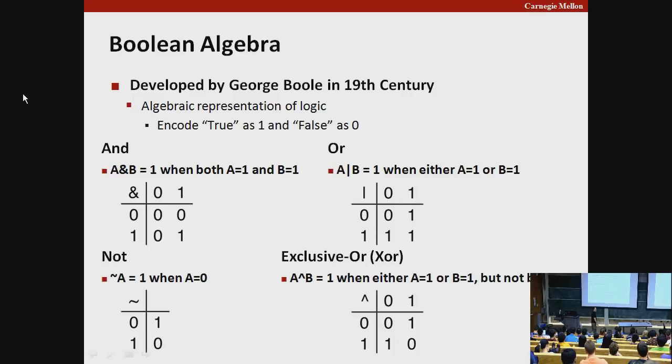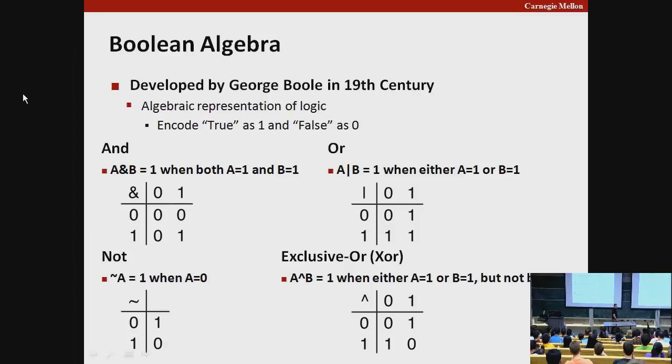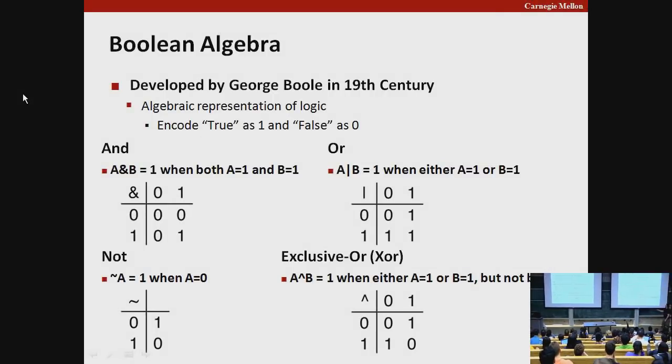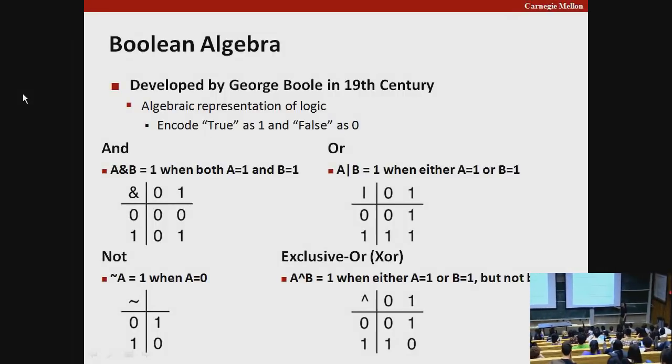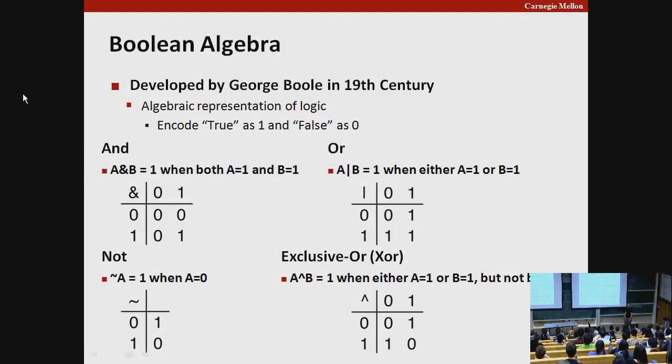You can eat dinner if you have a fork and a knife. Okay? You can't cut your food with one or the other. Okay? And that's a logical AND. And so it's only true if both conditions are true. Otherwise, it's false.